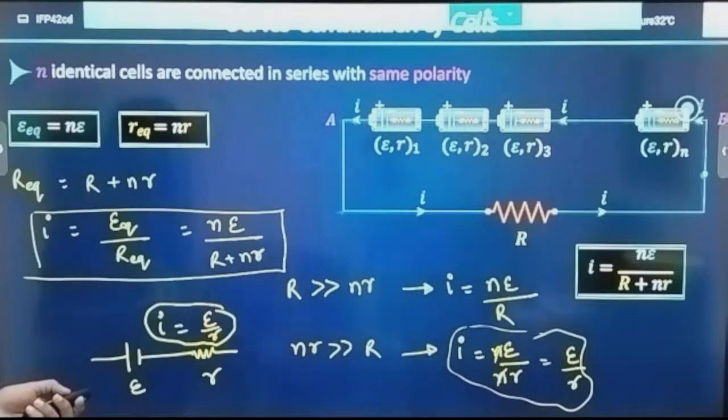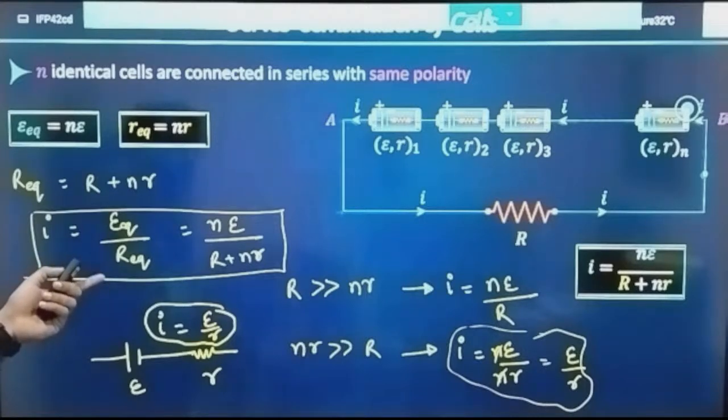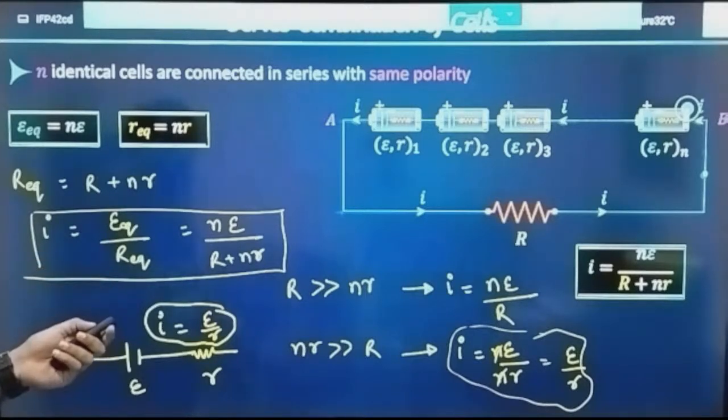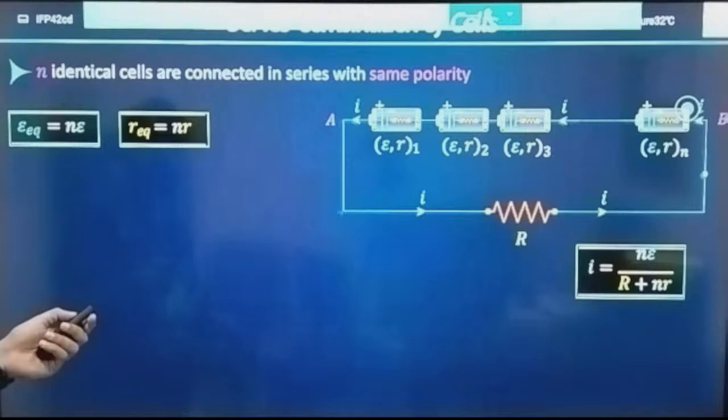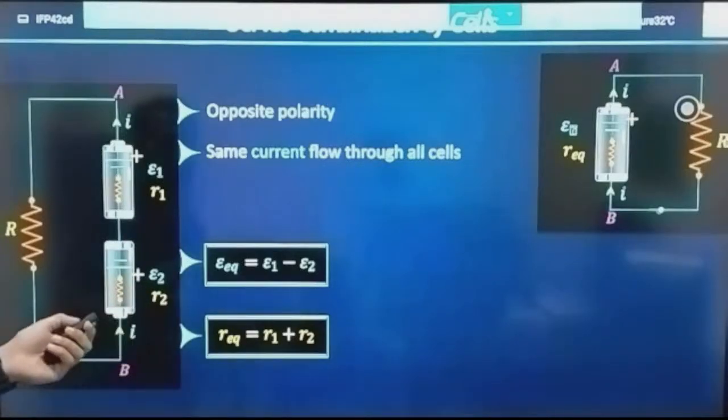Is equal to 4 ohm. Now n identical cells are connected in series with the same polarity. I guess we have already discussed it. The result is going to be Ne and R equivalent is going to be Nr. Already we have seen that.